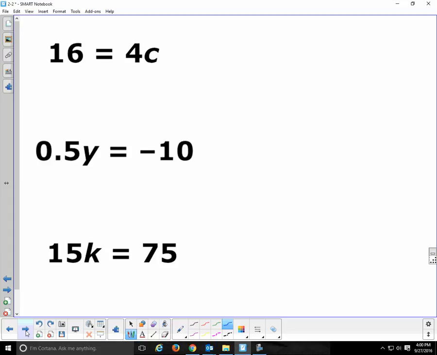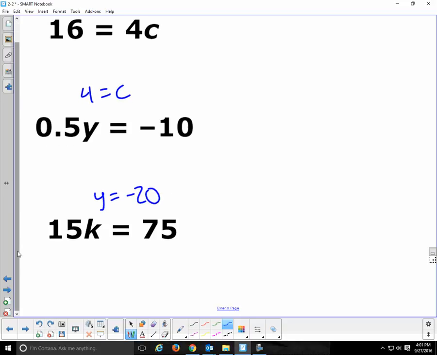I'm assuming you paused it. I'm assuming you tried it on your own. For this one, you should have that 4 equals C. If you said C equals 4, it's not wrong, but try and keep the variable on the same side. Second one, Y equals negative 20. And the last one is K equals 5. If you didn't get one or more of those right, watch the linked video.